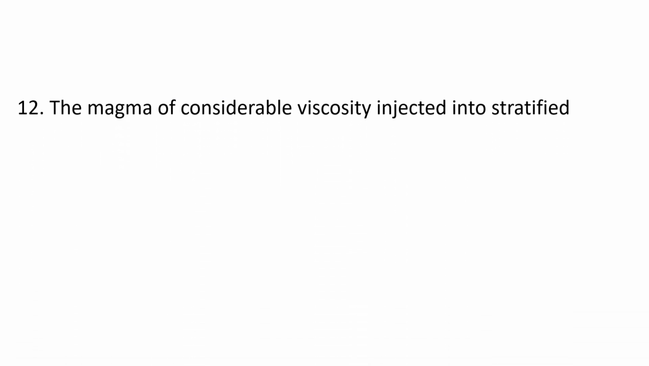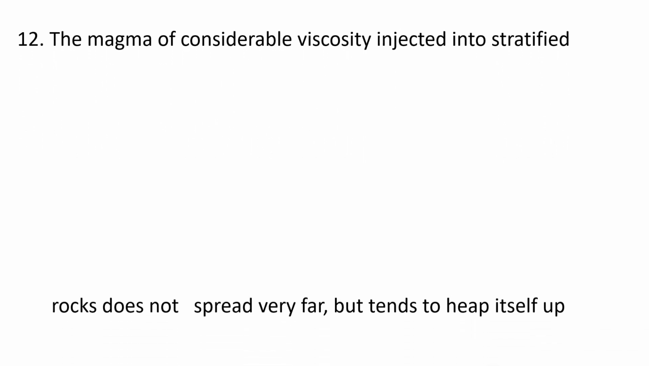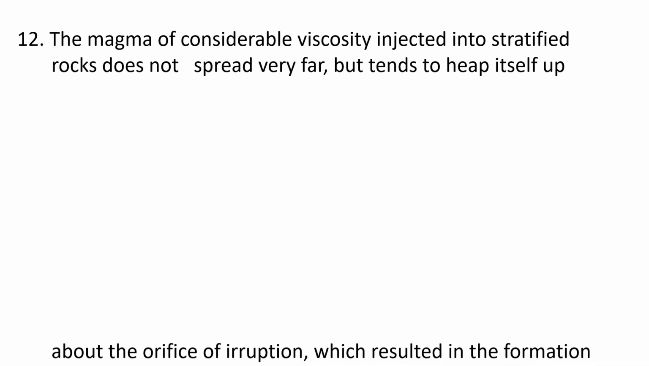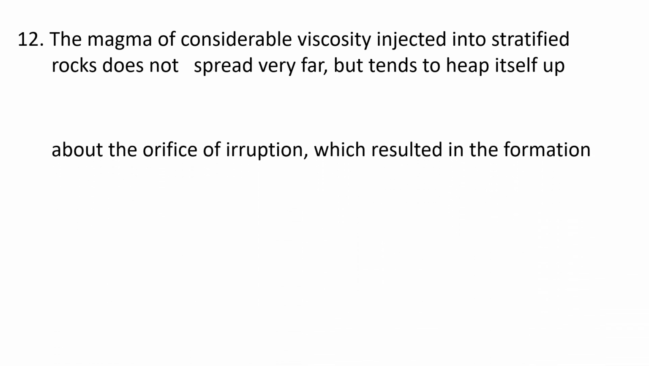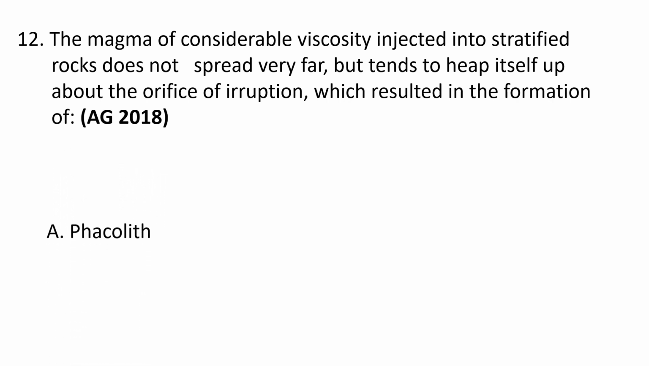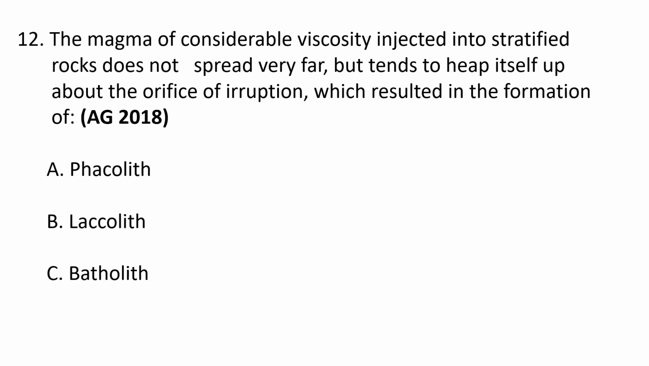Coming to the 12th question. The magma of considerable viscosity injected into stratified rocks does not spread very far but tends to heap itself up about the eruption, which resulted in the formation of. Choices are A. Phacolith, B. Laccolith, C. Batholith, and D. Dikes. The correct answer is B. Laccolith. So this will be in the form of a bun-shaped igneous rock.